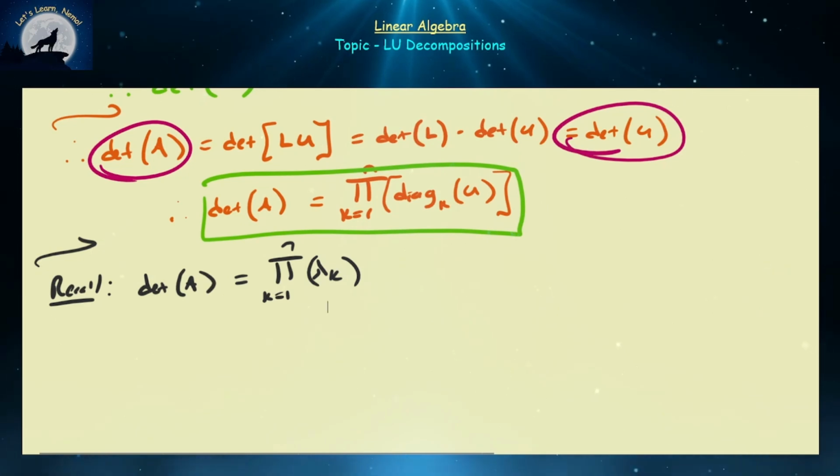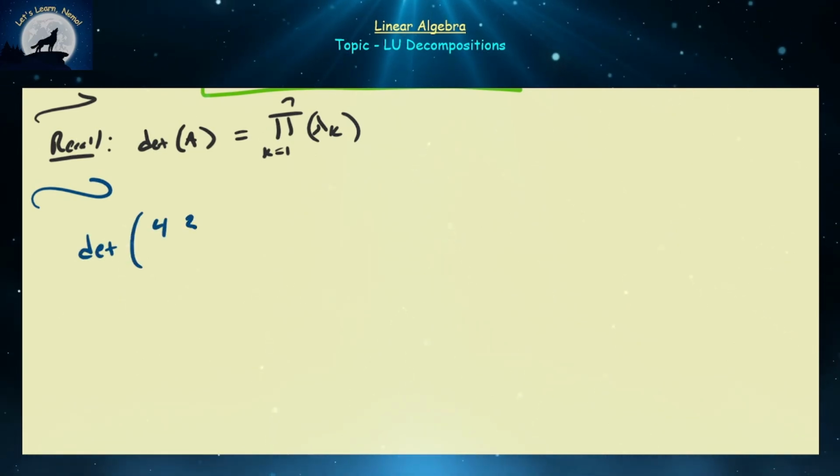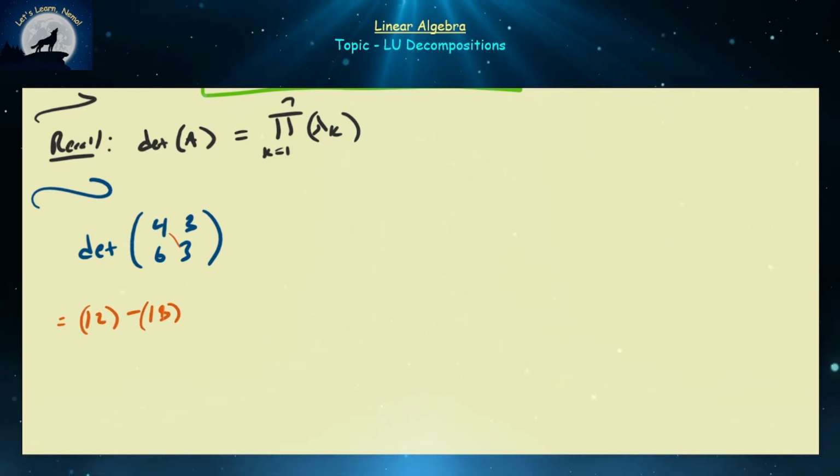So let's actually use this exercise to verify that this is indeed the case. So we have our matrix, which was 4, 3, 6, 3. And if we use our little clever trick, then this determinant is just going to be equal to 4 times 3, which is 12, minus 6 times 3, which is 18. And we clearly see that's going to be equal to minus 6. So let's see if that actually works for our LU decomposition.